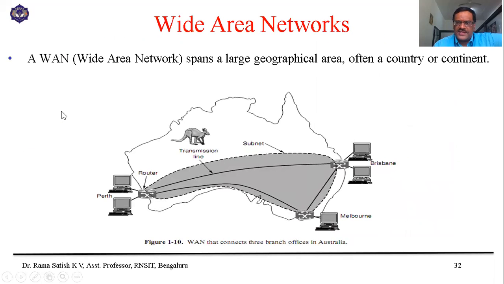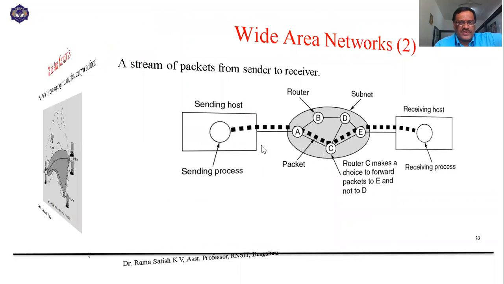Wide area network: the network across a very large geographical area. Often it is between countries or between continents. Observe here, routers are used to connect wide area networks. Even though you have subnets, subnets are nothing but subnetworks, they are connected through routers. Here, our network in Perth is connected to Melbourne, and Melbourne to Brisbane. Similarly, you can connect countries to countries and do data transmission.